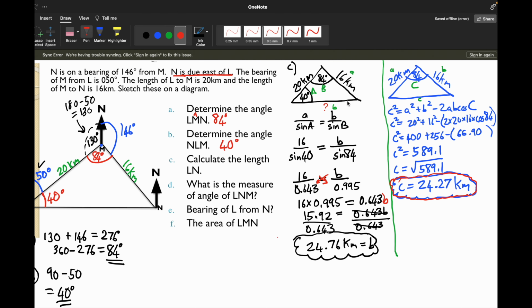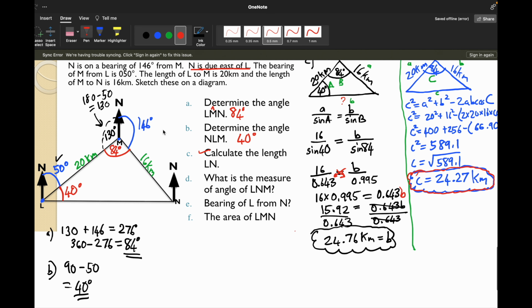All right, so y'all see how we could use, in this case, any one of these to answer that question. All right, good. Now, part D. What is the measure of angle LNM? So we want to figure out what this angle here is.